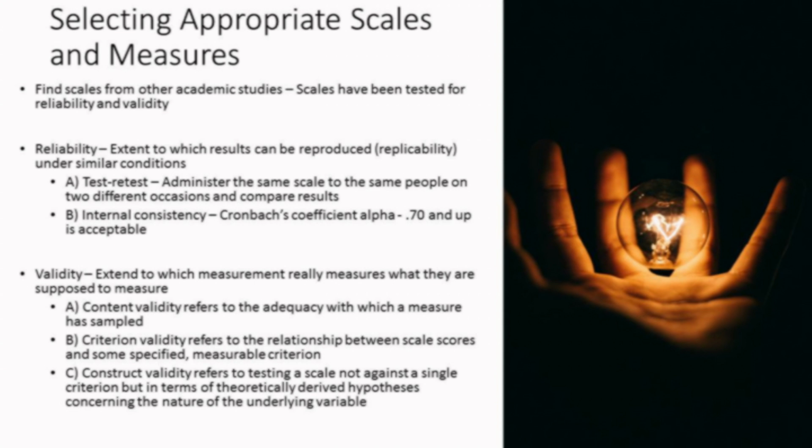Selecting appropriate measures and scales. The last thing I'll say before we start looking at output and what these numbers look like in academic reports: find scales from other academic studies, scales that have been tested for reliability and validity. Reliability is the extent to which results can be reproduced, so replicable. What we're looking for are Cronbach's alpha scores. You're going to see what that means in a second.